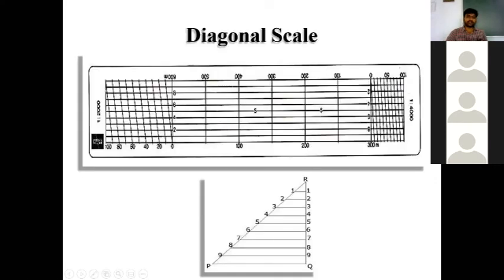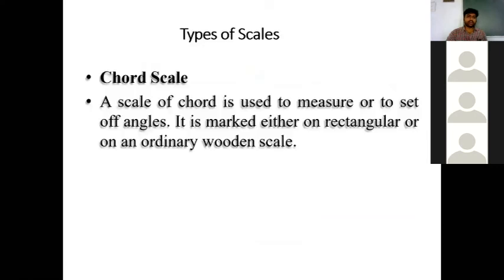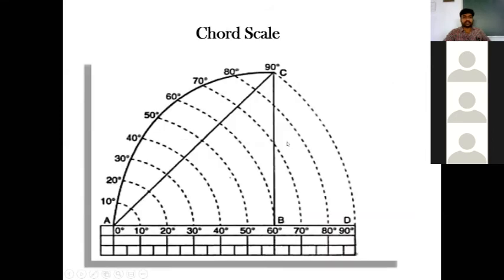Next, coming to chord scale. This chord scale we usually make use of to measure a set of angles. This chord scale is made up of an ordinary wooden scale, rectangular in shape. So this is how the scale looks like. Starting from 0, 10 degree, 20 degree, 30 degree, 40 degree, 50 degree. So based upon that, whatever the curvature you're going to have.